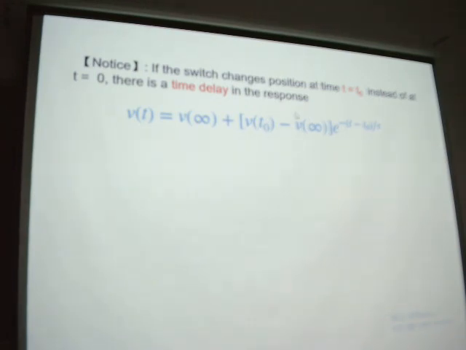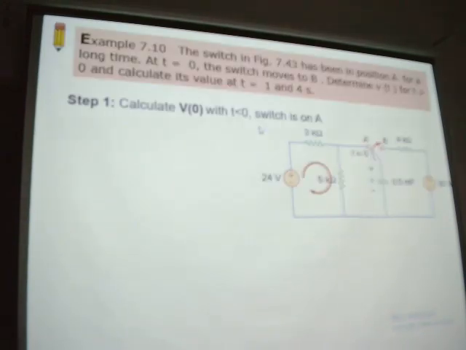Then here, the same Vss, we use V infinity instead of it. So this one is the equation we should remember. Now we'll look at this example 7.10.